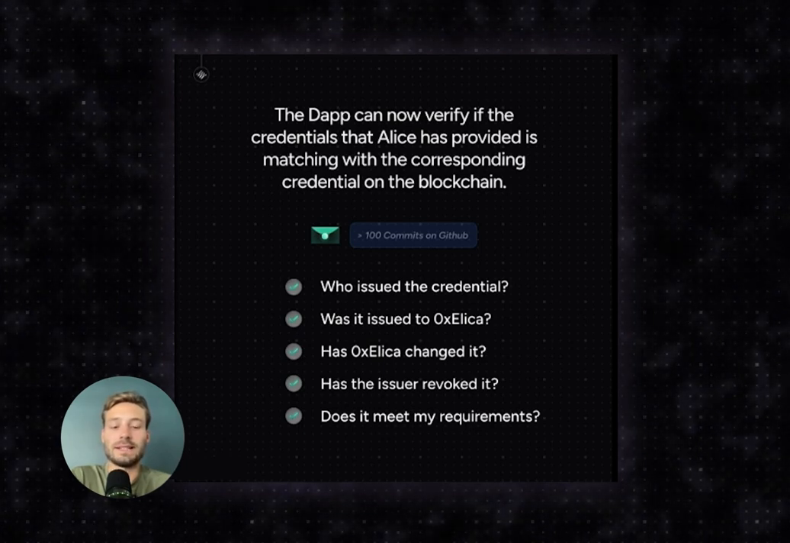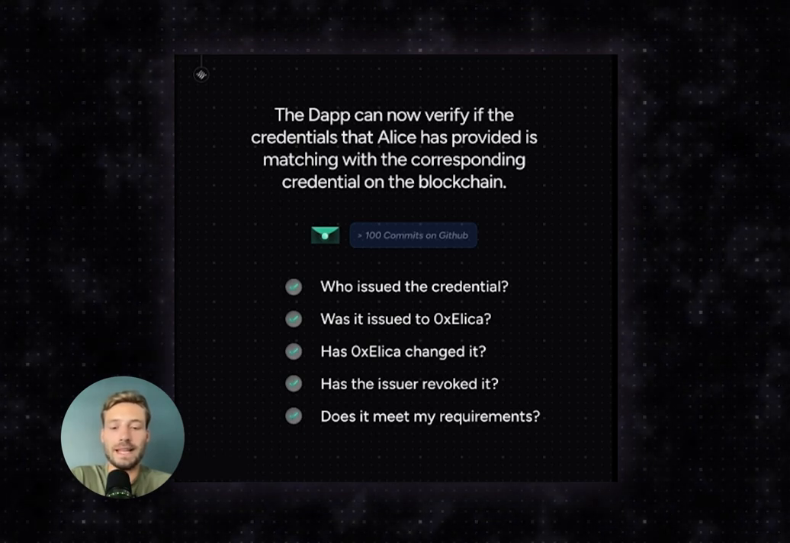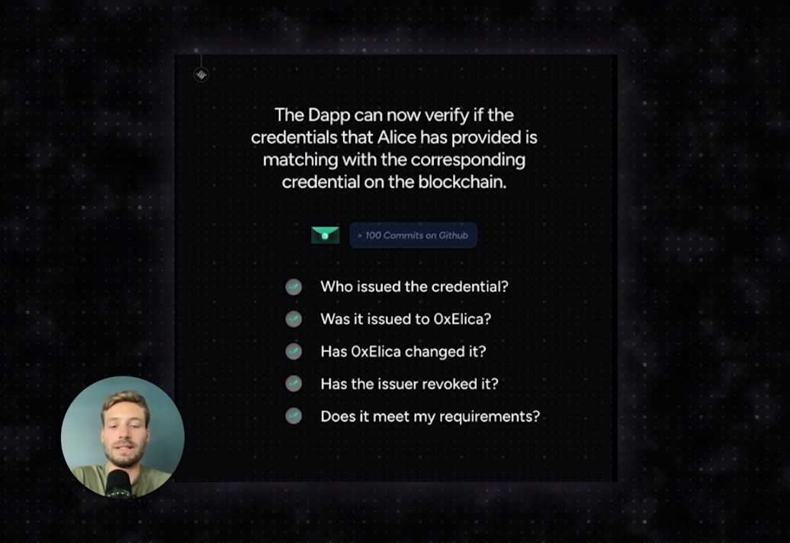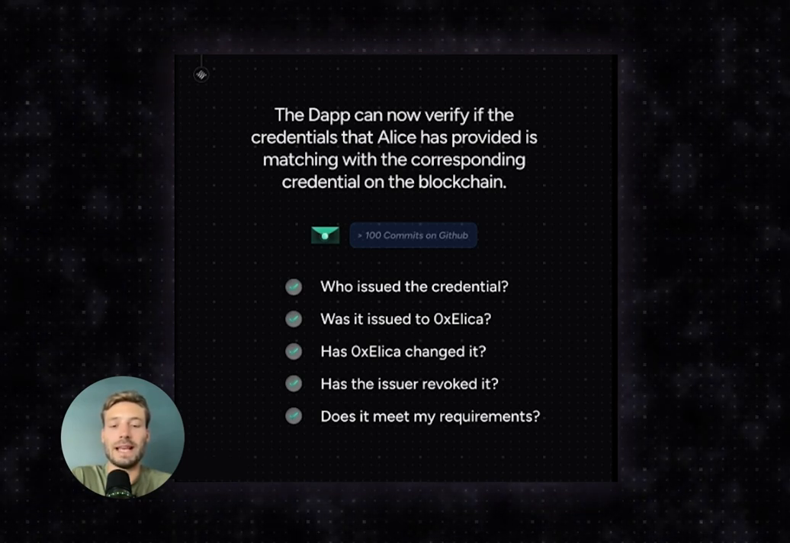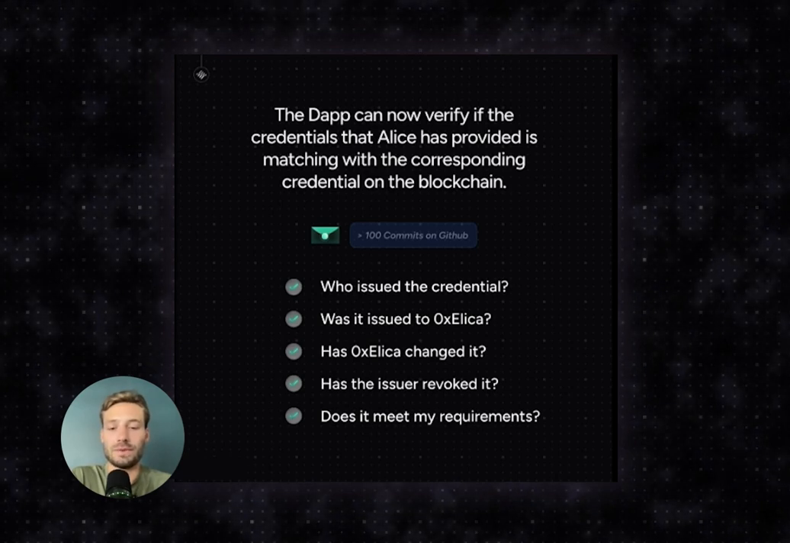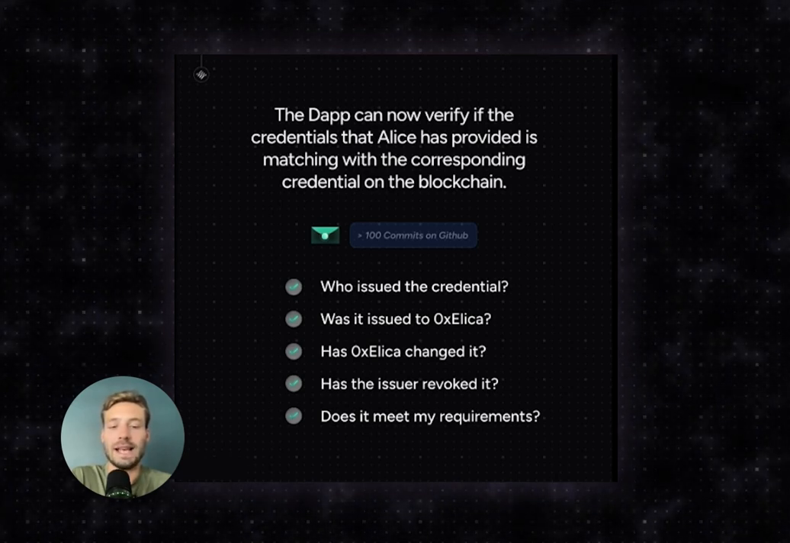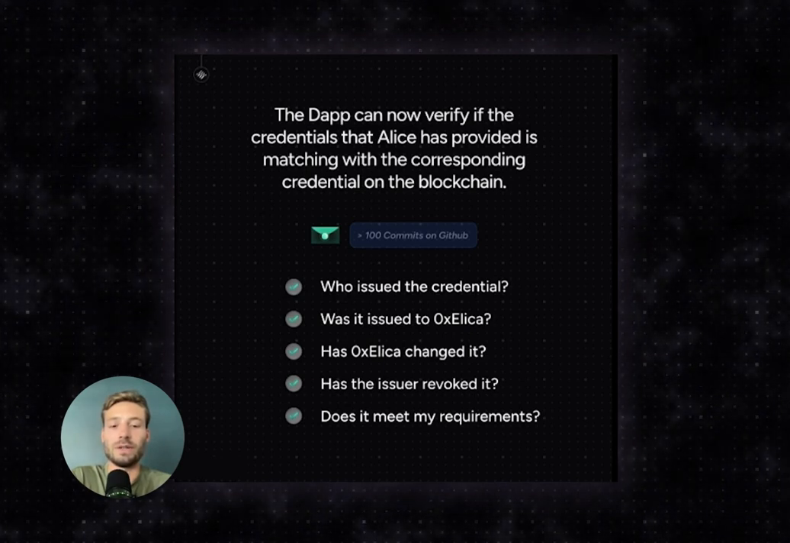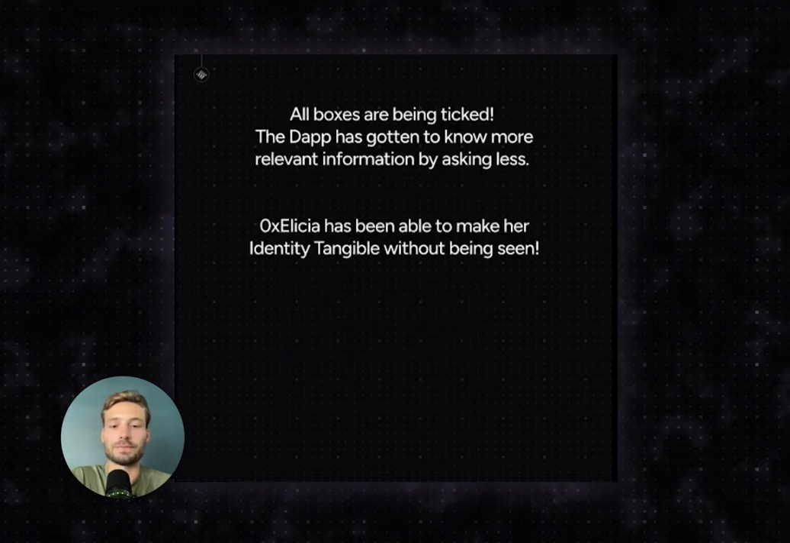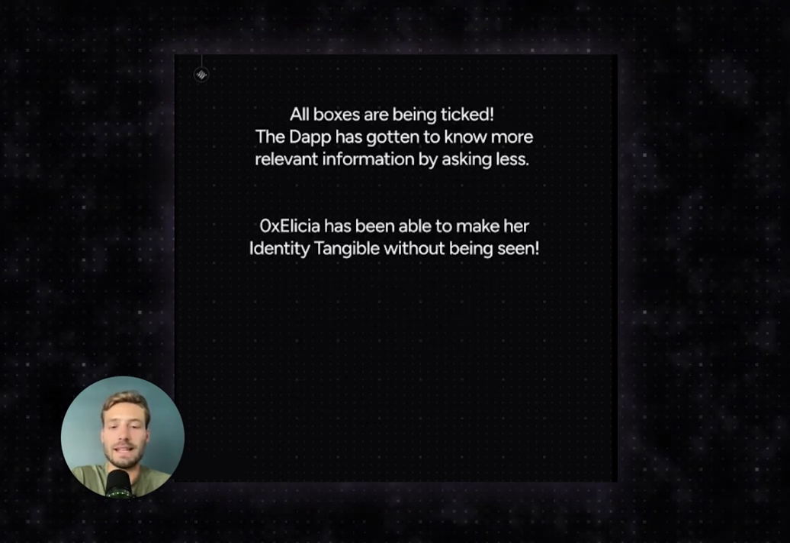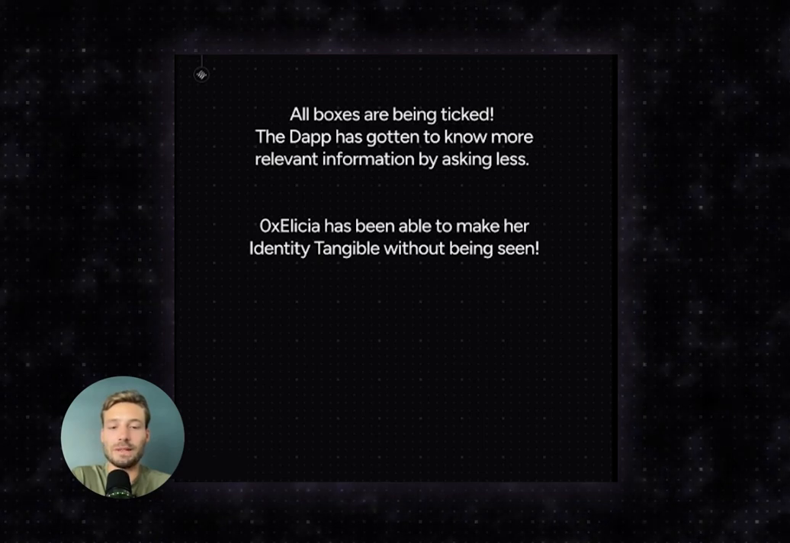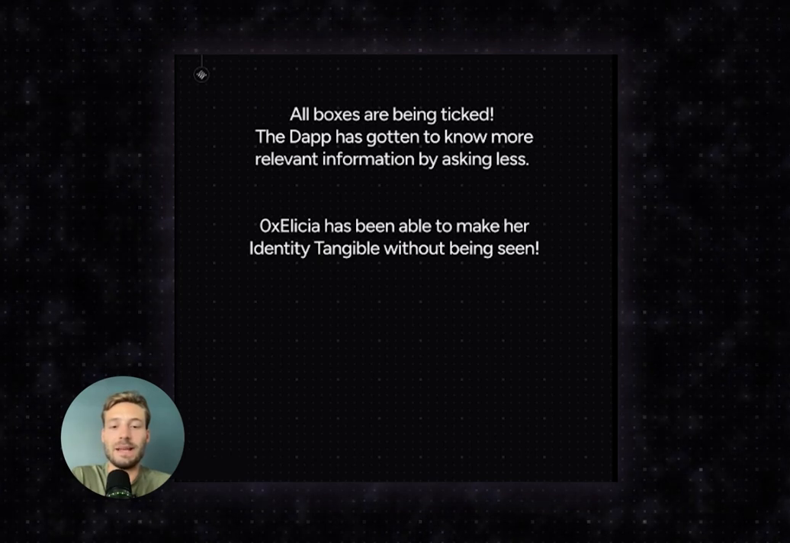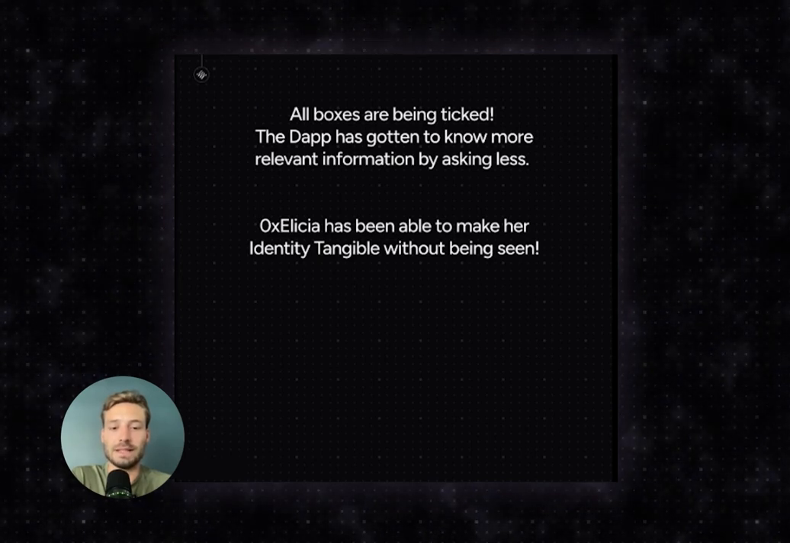All of these 5 checks can be run instantaneously as soon as you make use of verifiable credentials, which show the power of this data container and the privacy that can be added on top by making use of trusted execution environments that act as an independent observer to issue truth statements without disclosing the original root account of the user. All boxes are being ticked, and the decentralized application has gotten to know more relevant information by asking less from Alice. She has been able to make her identity tangible without being seen.